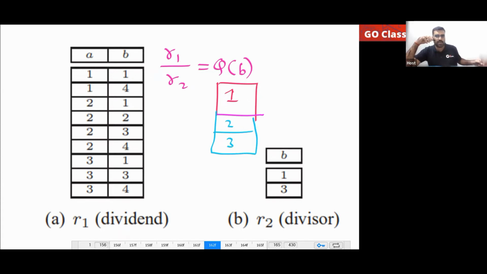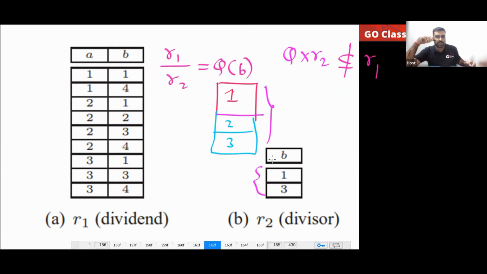Why will this not be your answer? Because if you do this, remember Q cross with R2. Then if you do Q cross with this, what will you get? Definitely that is not a subset of R1. Agree? Definitely that is not a subset of R1, because 1, 1 is fine.